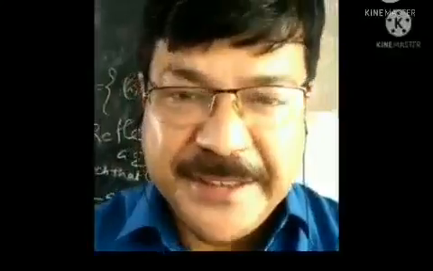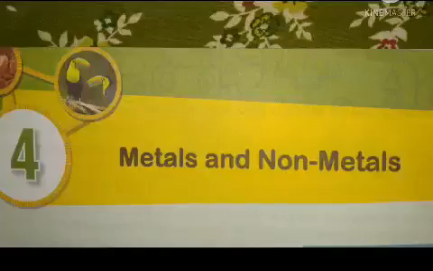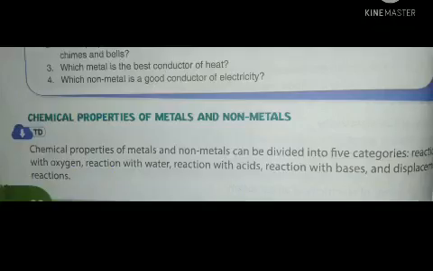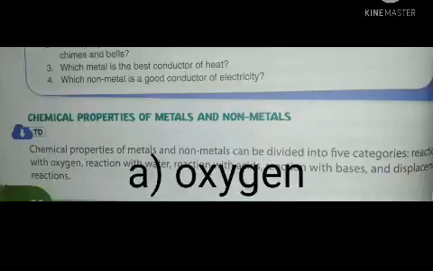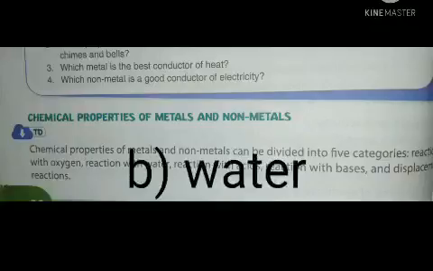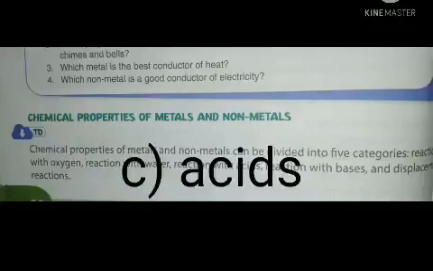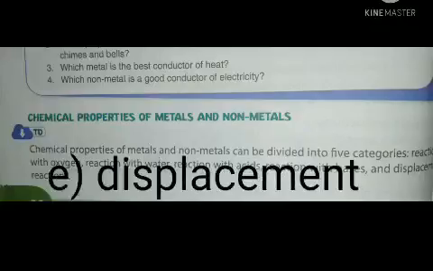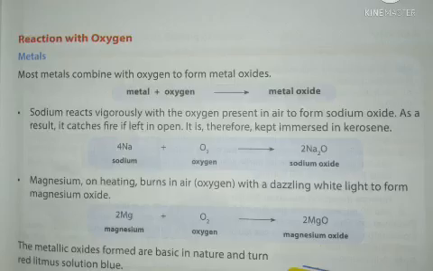Today I am going to teach you Class 8 Science, Chapter 4, Part 2, Metals and Non-Metals Reactions. We have already done Part 1, the Introduction of Metals and Non-Metals. Now we are going to see the chemical properties of metals and non-metals, based on which they can be divided into reactions with oxygen, reactions with water, reactions with acids, reactions with bases, and displacement reactions. These are the 5 different types of chemical properties.